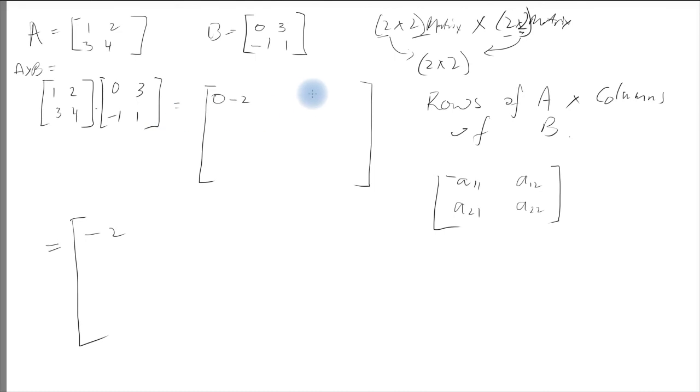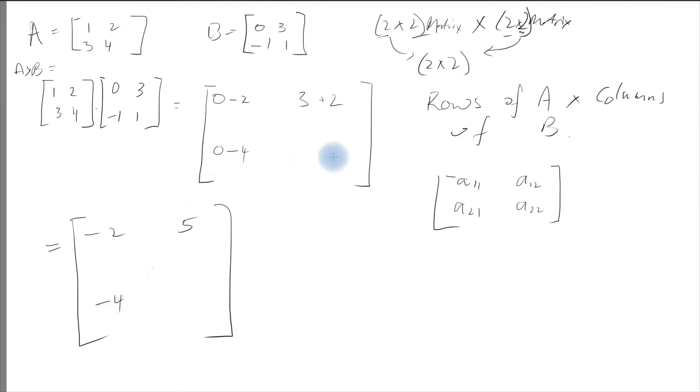Alright, next spot is our A12. So that's 1 for first row and 2 for second column. So first row, second column, 1 times 3, 3, 2 times 1, 2. So that's going to be 5 there. Alright, next spot here, A21, second row, first column. So second row, 3, 4, first column, 0, minus 1. 3 times 0 is 0. 4 times minus 1 is minus 4. So that gives us minus 4 there.